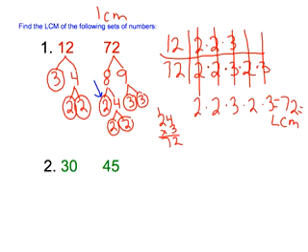Okay, so let's move on to the next problem, how to find the LCM of 30 and 45. So step number 1 is let's do our prime factorization. So 30, we can do 3 times 10. So 10 is 2 times 5. Okay, circle these. That one's prime, that one's prime, that one's prime. Okay, so all those numbers are prime.